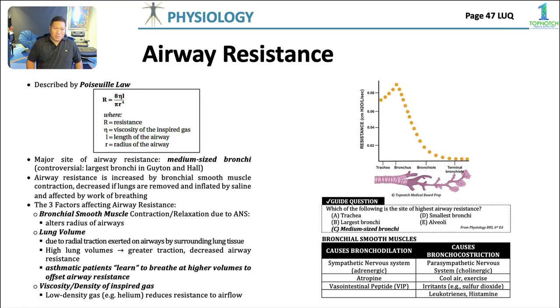Poiseuille's law can also be applicable to airway resistance. The viscosity of gas is eta, and the length of the airway and radius of the airway are L and R, listed here. The three factors affecting airway resistance are bronchial smooth muscle, lung volumes, and the viscosity of gas.